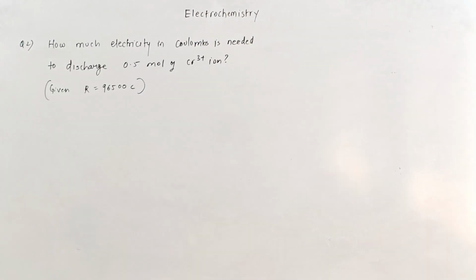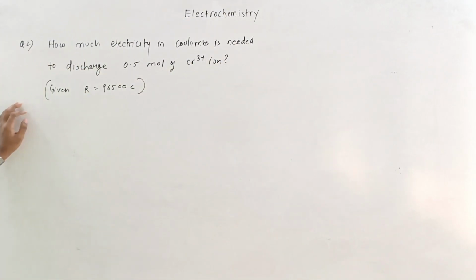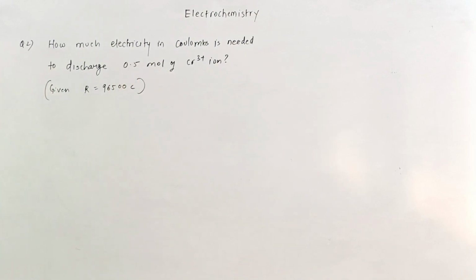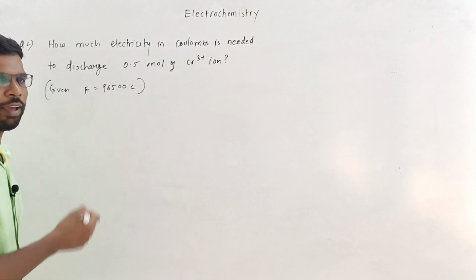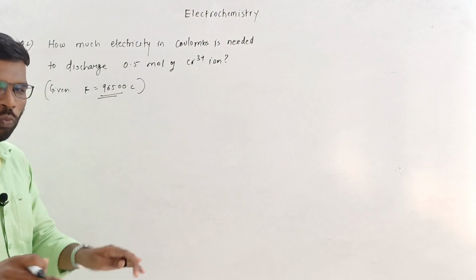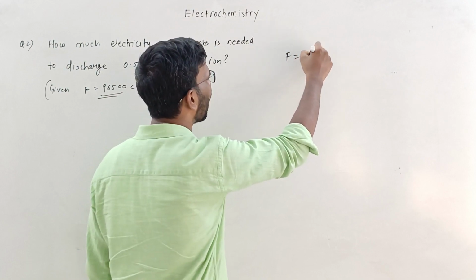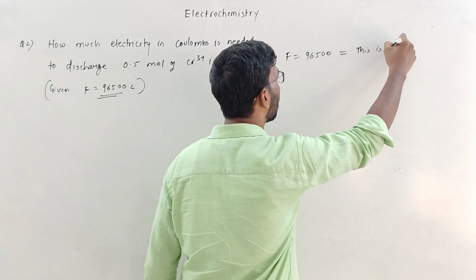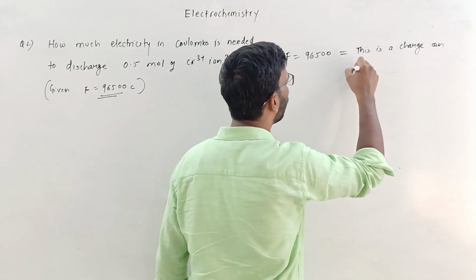Next question is based on Faraday's law of electrolysis. So the question asked is how much electricity in coulombs is needed to discharge 0.5 mole of a chromium 3 plus ion. Now what is a coulomb? We are writing, this is not R, this is Faraday's constant to be 96500. Now what is this value? How are we getting this? Faraday's constant is equal to 96500. What is this? This is a charge, approximately the charge on 1 mole of electron.